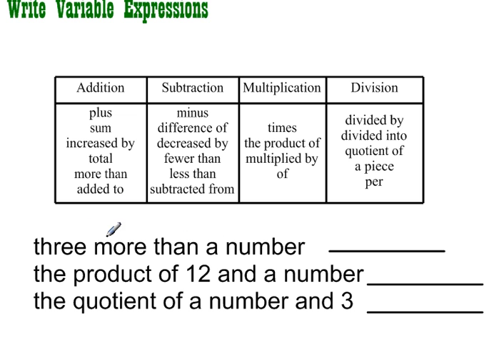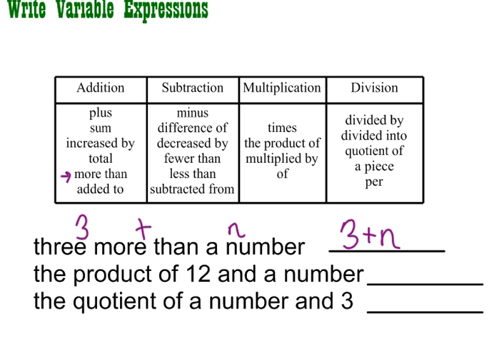So 3 more than a number. Well, do I know what number? No. So I'm going to use a variable. You could use n or x, or you could use the first letter of your first name, whatever you like. I'm going to use the letter n, and this is the number 3, and more than I see right here. More than must mean addition. So 3 more than a number translates into 3 plus n.